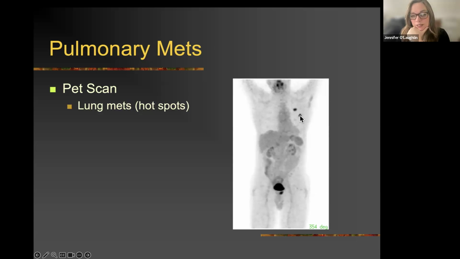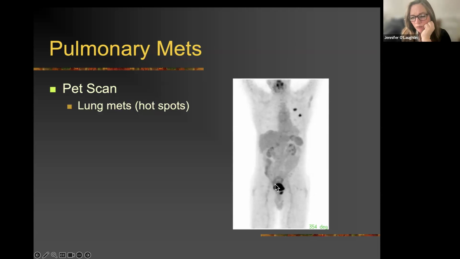And you'll notice up here in the lungs, there's 2 spots in the left lung now, which is an area of increased uptake of a radionuclide. That means there's more cellular activity there. So this patient had prostate cancer that metastasized to the lung.